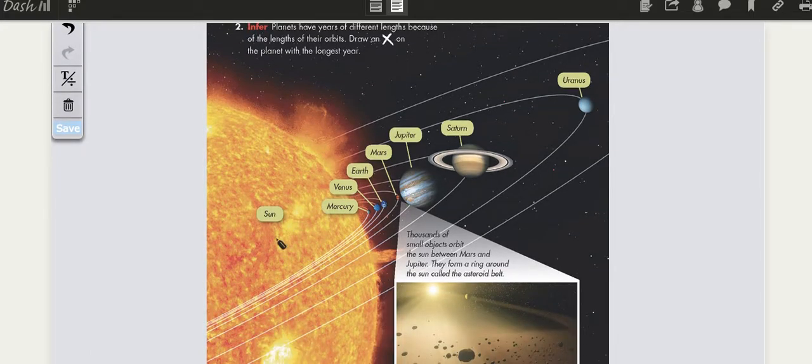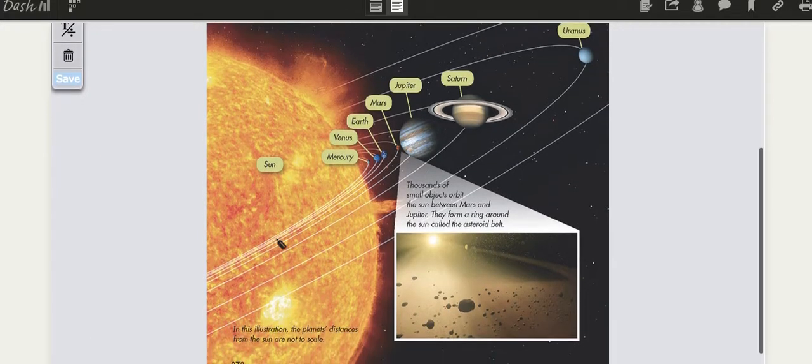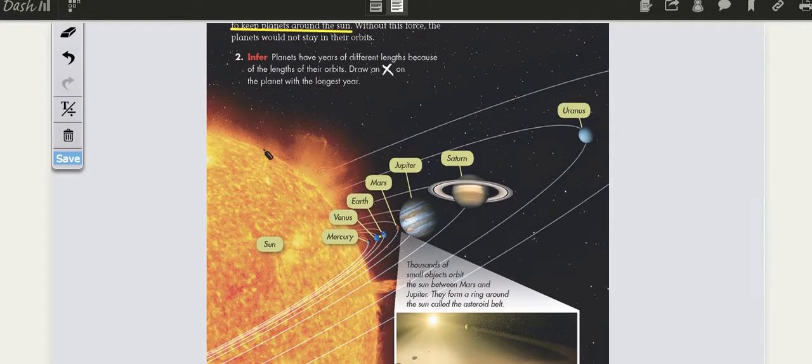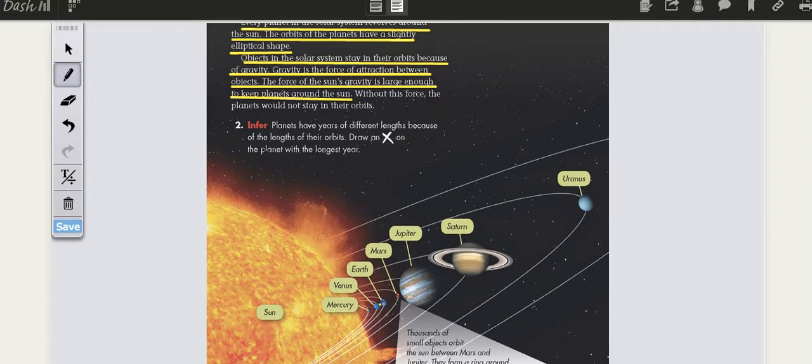So the strong gravitational force from the Sun keeps each planet in its orbit. So there's no planet that will just move from its orbit and go and move in the orbit of the other planet. So each planet stays in its own orbit because of the gravitational force that is formed from the Sun, which is very strong and that keeps each planet in its own orbit.